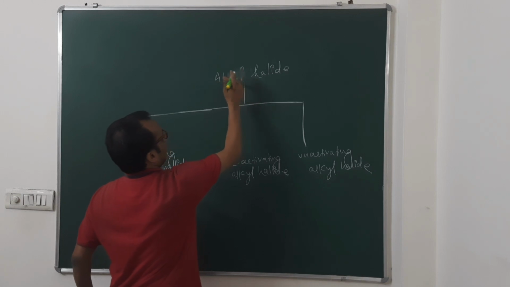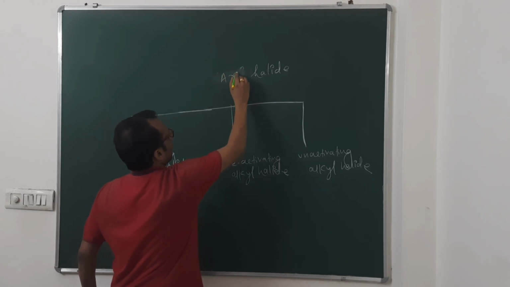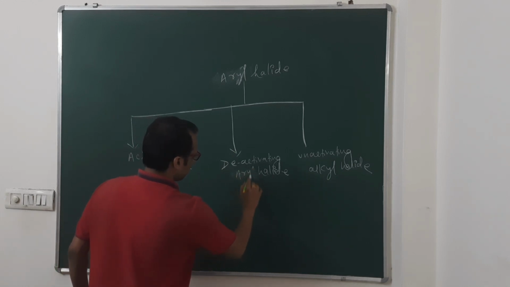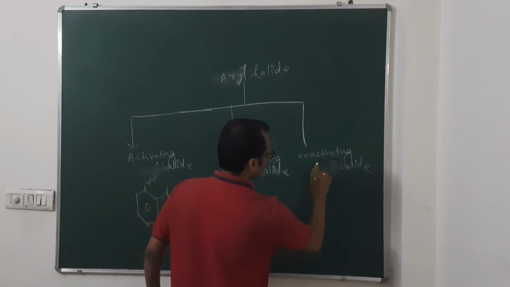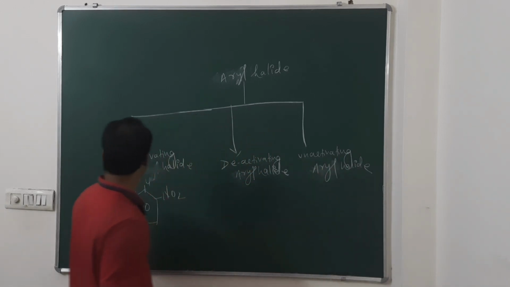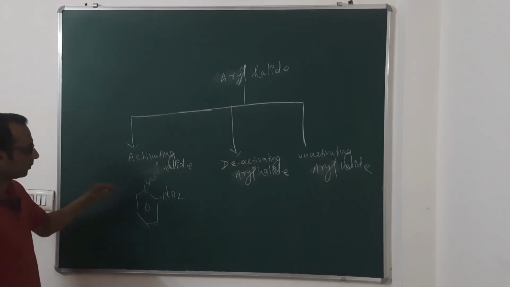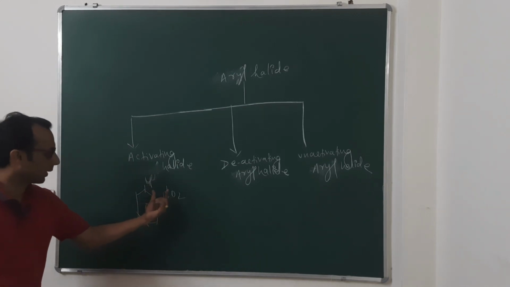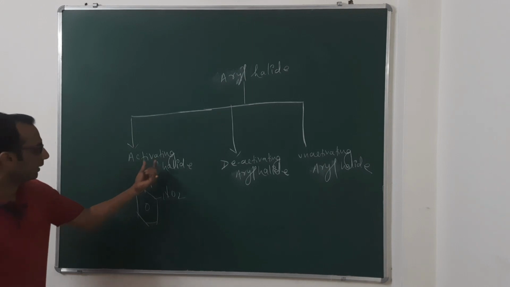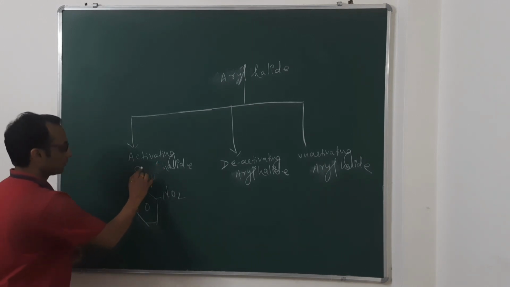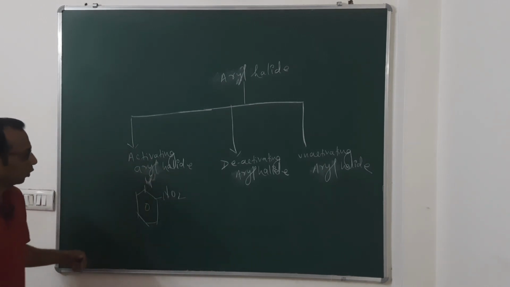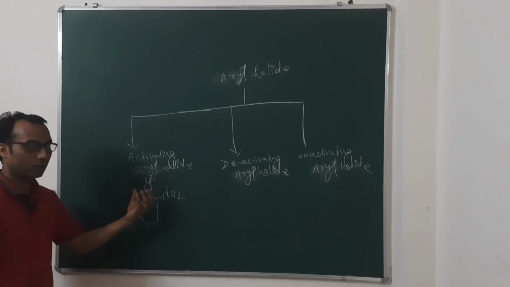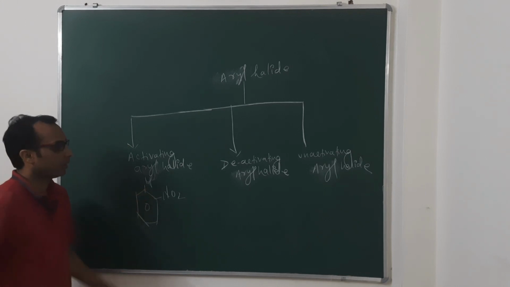Here is aryl halide. So what happened? Here is chlorine. Now we have one electron withdrawing group attached. That is called an activating aryl halide. Correct? So it means any nucleophile can easily attack on this chlorine position.